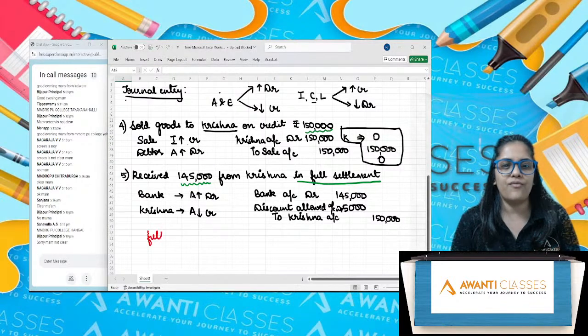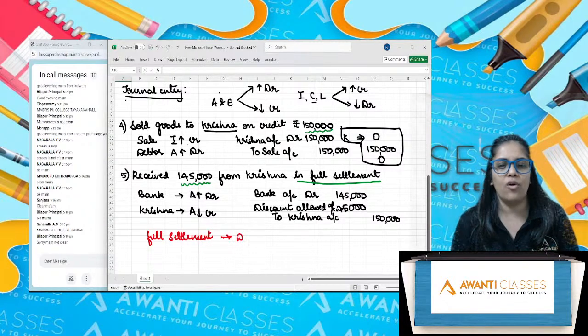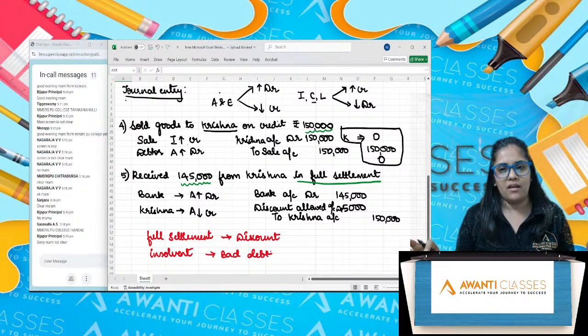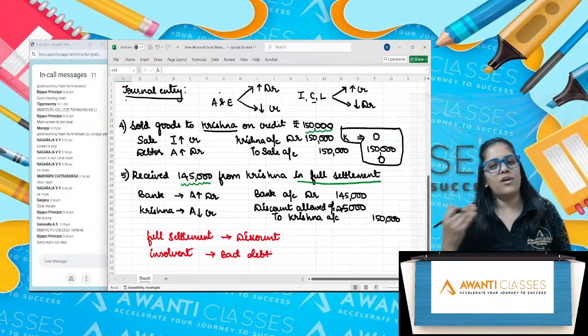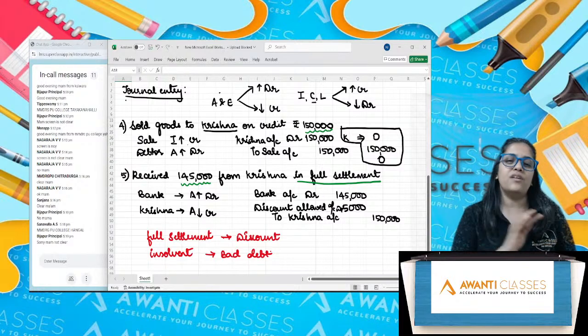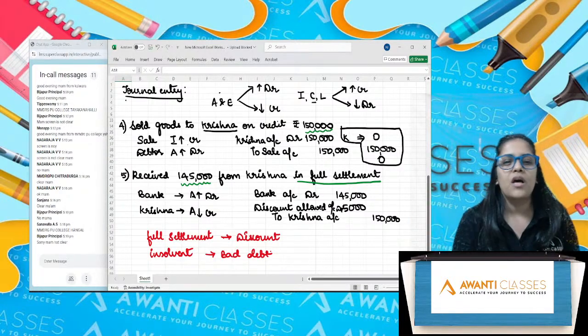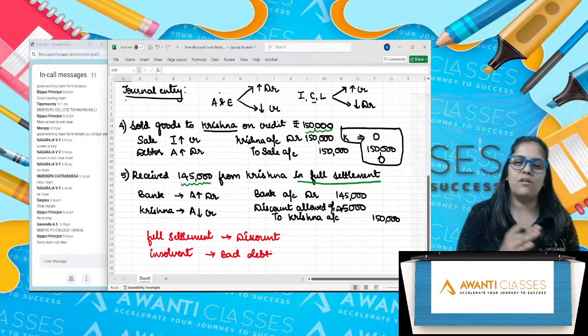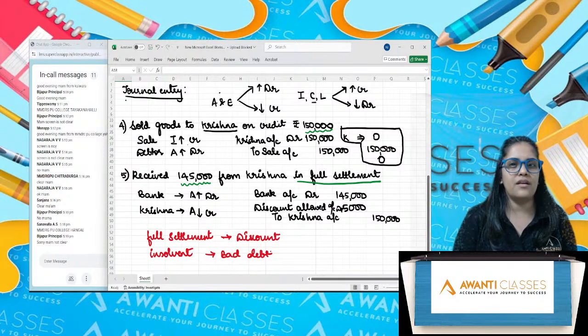If the words are full settlement, then it will go to discount. But if the question reads insolvent, then the difference will go to bad debts. If he becomes insolvent, that he does not have money and he is not giving, then it will go to bad debts account. But if it is full settlement, that we have only told, okay, no problem, for 1,50,000 you pay only 1,45,000, in that case this will be discount. Am I clear till here?